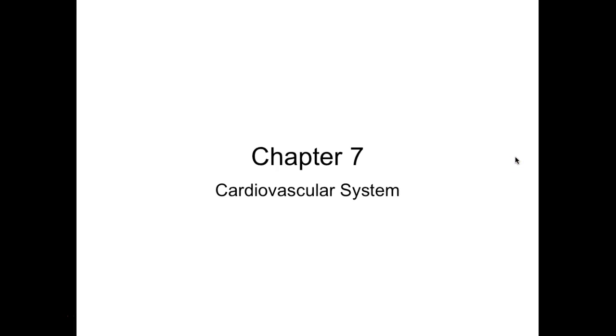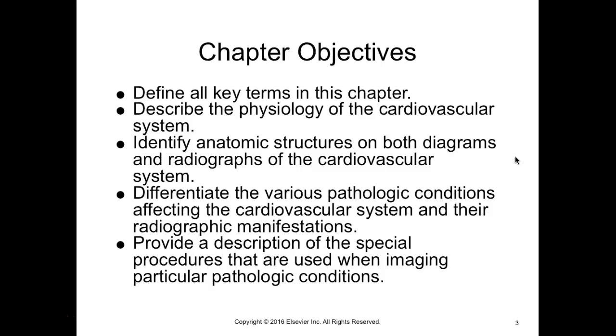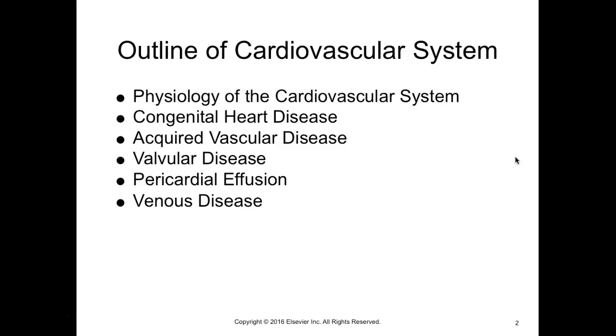Okay, we're covering Chapter 7, which is the cardiovascular system in your pathology class. The outline of the cardiovascular system: we're going to cover the physiology, the congenital heart diseases, acquired vascular diseases, valvular disease, pericardial effusion, and venous disease.